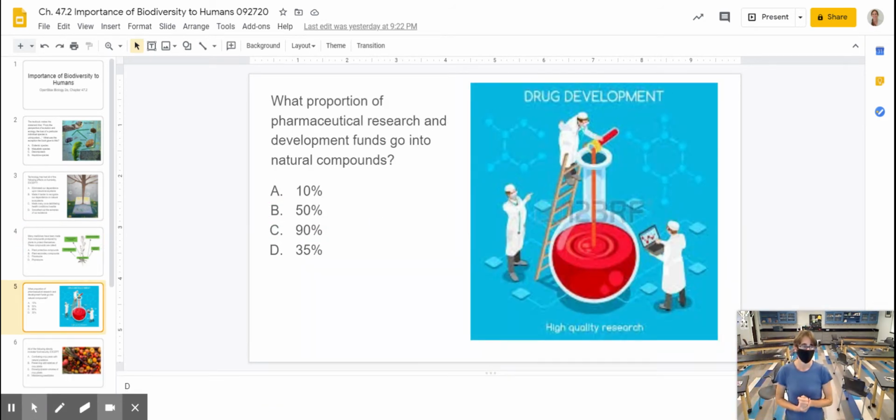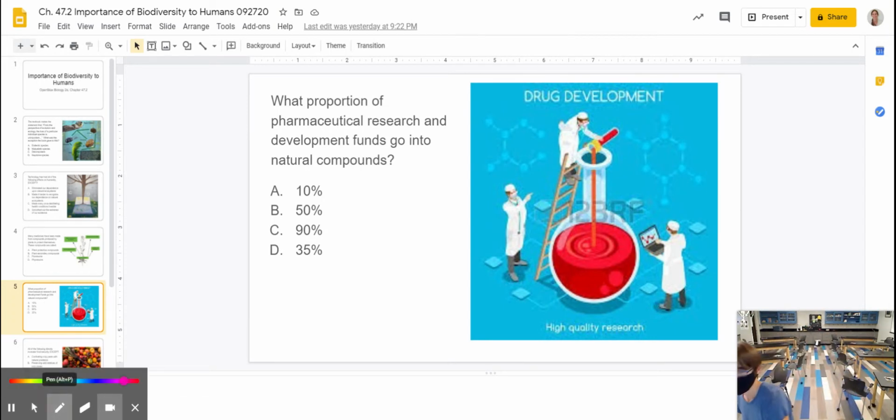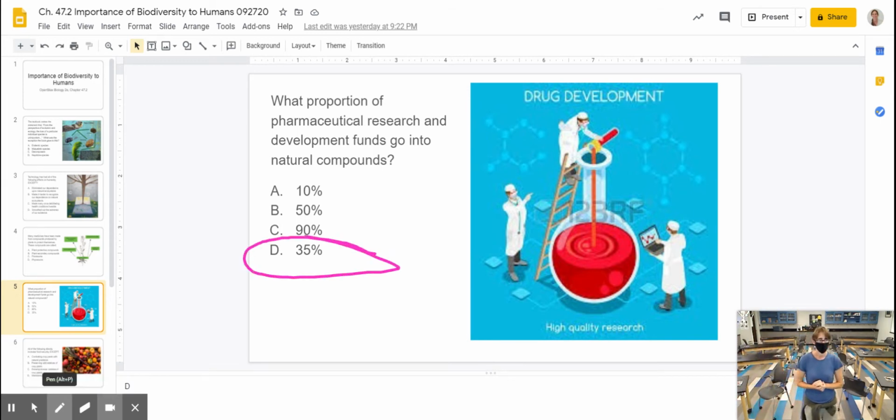Okay. All right. So we get medicines from plant secondary compounds and also from microorganisms such as bacteria and fungus. What proportion of pharmaceutical research and development funds go into natural compounds that we find in organisms? How important is this to drug development? Okay, the answer turns out to be 35%. So over a third of all our medical research for drugs is funneled into natural compounds. So it's really, really important for medicine.